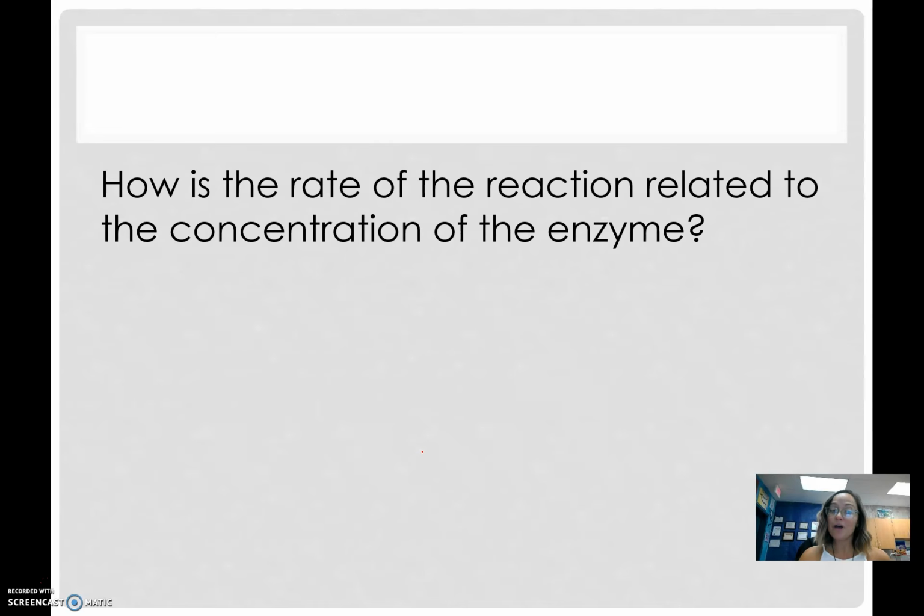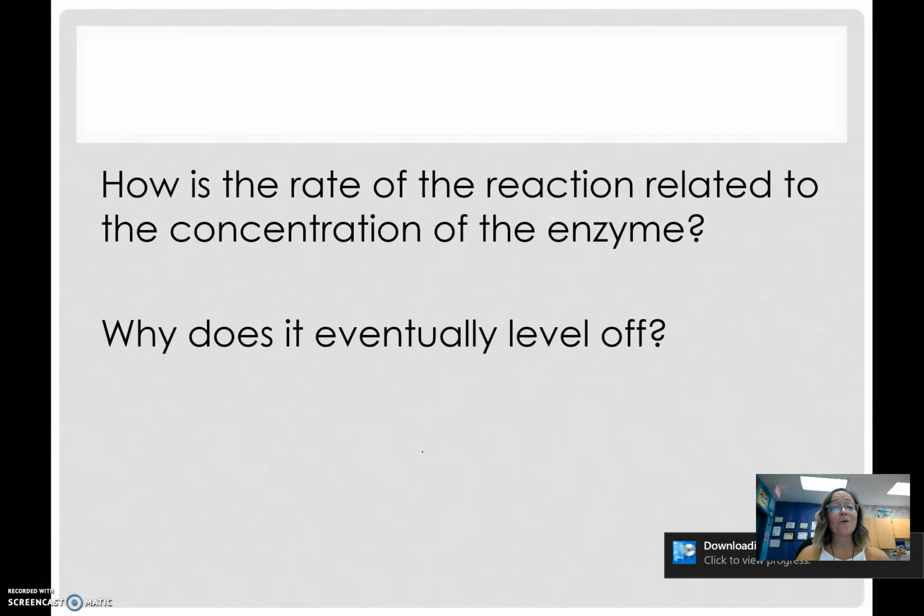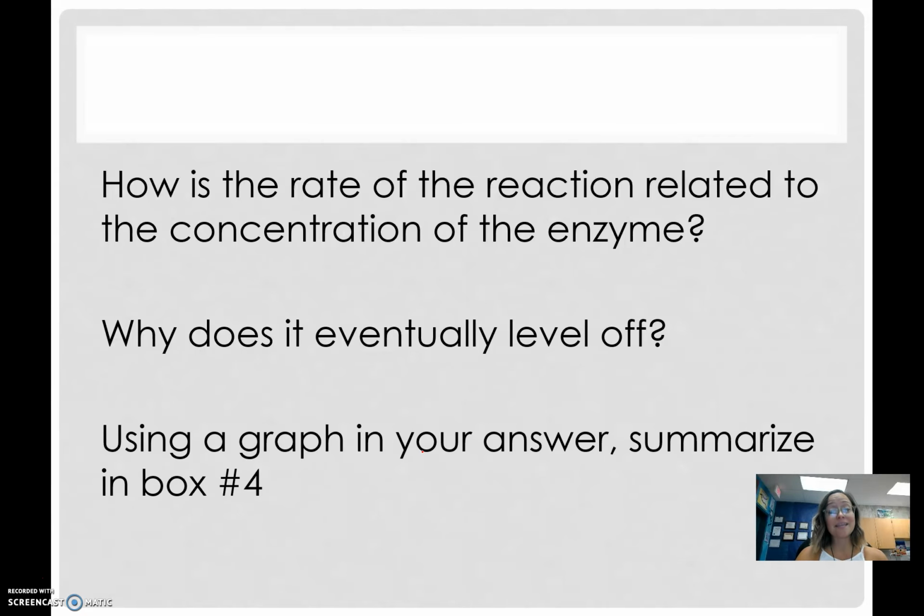Okay, so how is the rate of the reaction related to the concentration of the enzyme? And why does it eventually level off? That goes in your box 4, sorry, your box 4.